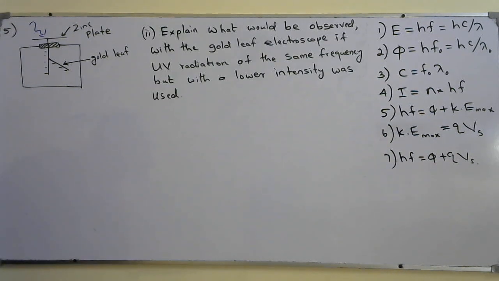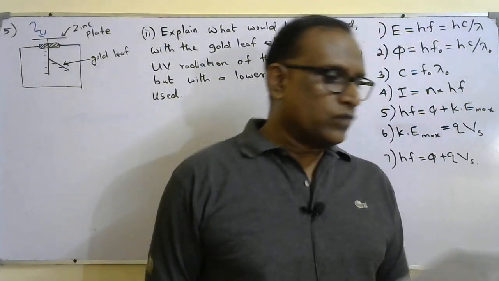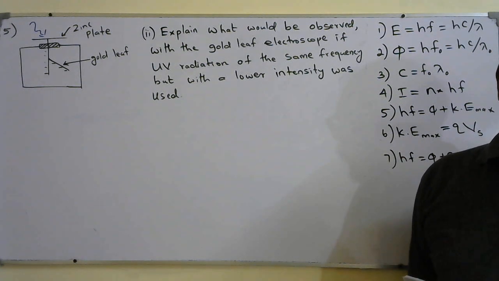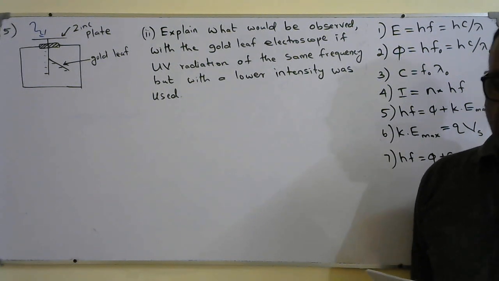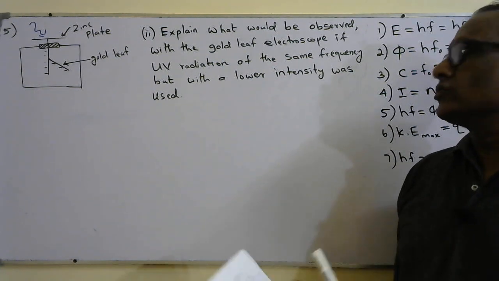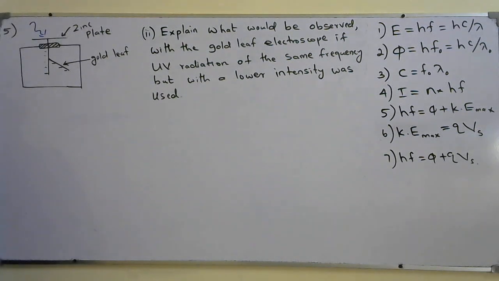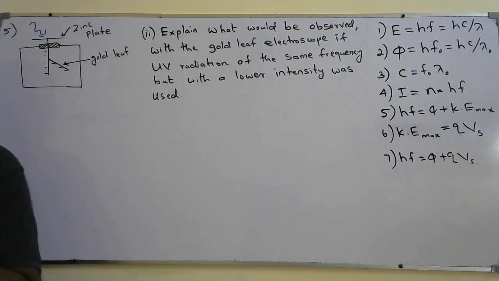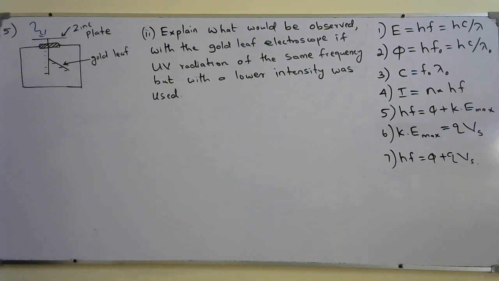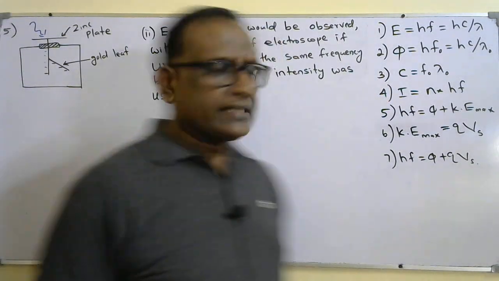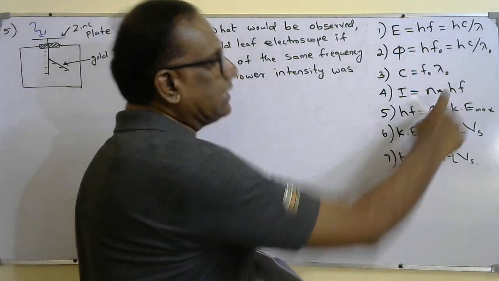Okay, the same question, second part, the past paper question. Explain what would be observed with the gold leaf electroscope if ultraviolet radiation of the same frequency but with a lower intensity was used. It's a 4-mark question. So the ultraviolet has the same frequency but lower intensity, what would be observed?